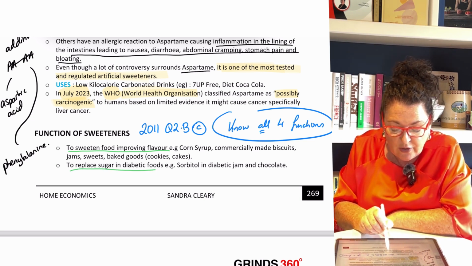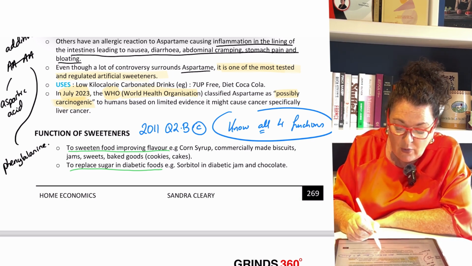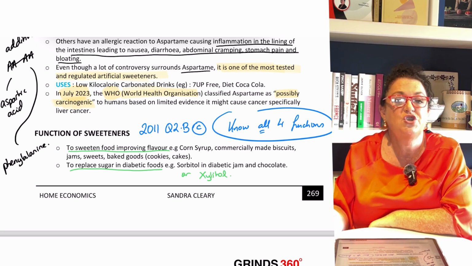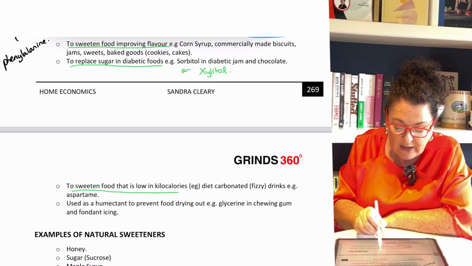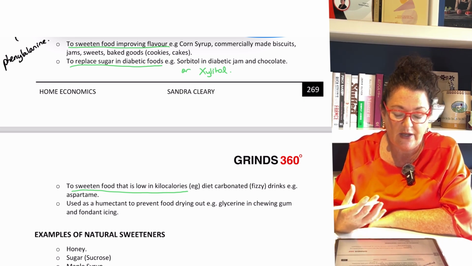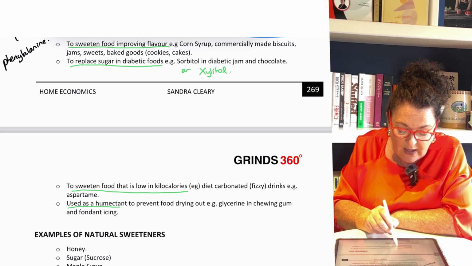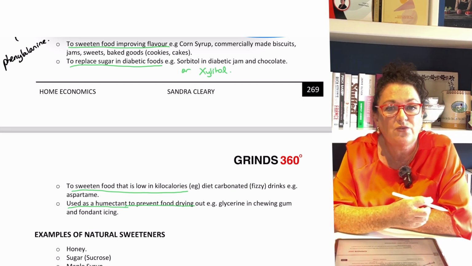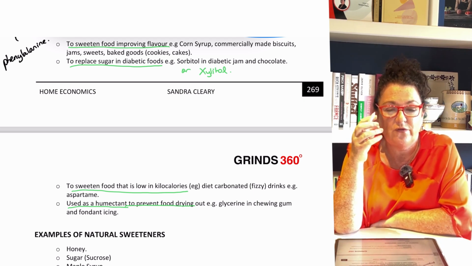To replace sugar in diabetic foods like sorbitol or xylitol in diabetic jam and chocolate. To sweeten food low in kilocalories, we said about aspartame used in Diet Cola, Diet 7-Up and so on. And also as a humectant to prevent food from drying out. Glycerine adds sweetness to food, but it also stops food from drying out.